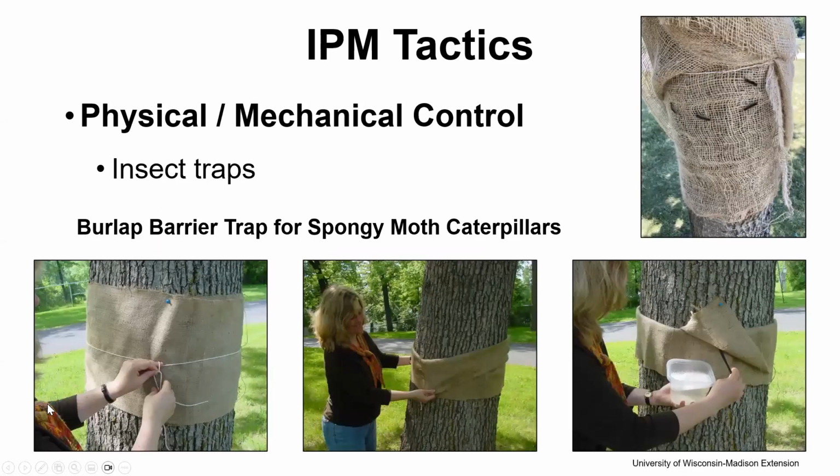Another thing is insect traps. So here we have a burlap barrier trap for spongy moth caterpillars. Spongy moth, which used to be known as the gypsy moth, we had an outbreak last year in this part of the state, in some parts of our county. And one thing that spongy moth caterpillars do is they go down the tree every evening. And when they're coming up, if you put this nice burlap trap, they'll get trapped in here, and then you can go through and pull them off and put them in soapy water. So this is a really easy trap that anyone can make, and can really help control the spongy moth population on your trees.